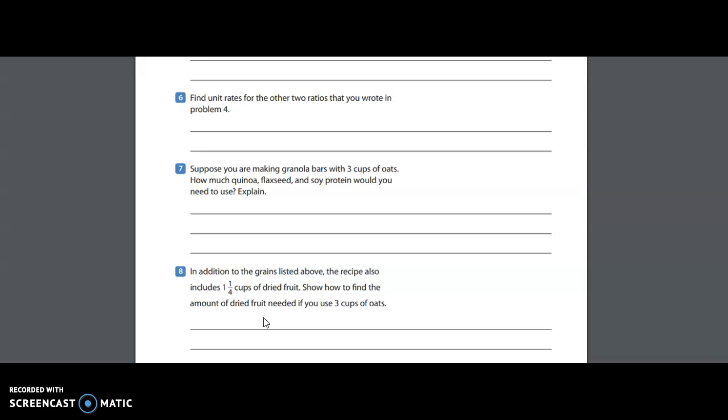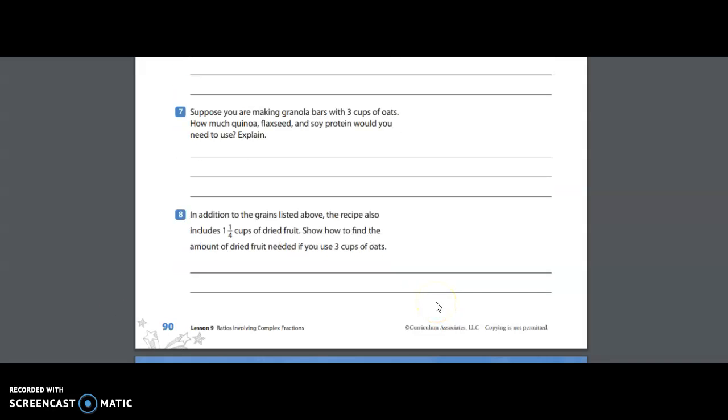When you're finished with that, go ahead and move over to working on your Study Island and your iReady. Let me know if you guys have any questions. You can email me. I'll be traveling, so I might not be able to get to it as quickly as I normally would. I will get to it as soon as possible.